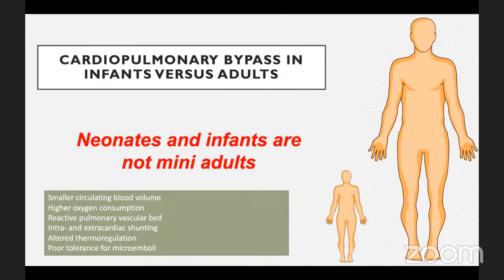Cardiopulmonary bypass in infants versus adults: we have to remember that neonates and infants are not mini adults. They have immature organs, immature coagulation, and some characteristics that are different from adults. They have a small circulating blood volume, higher oxygen consumption, a reactive pulmonary vascular bed, intra and extracardiac shunting, altered thermoregulation, and poor tolerance for microemboli.